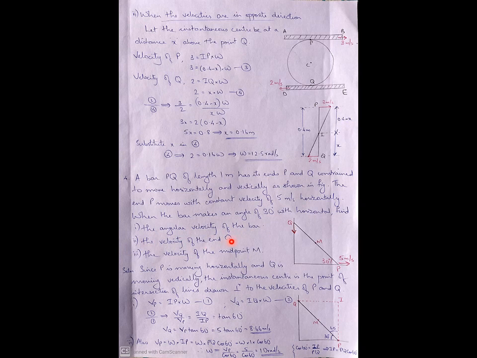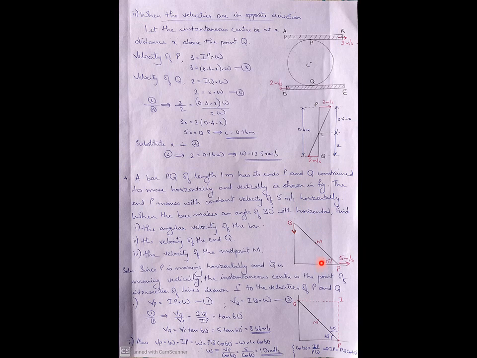Second one, the velocity of the end Q. Third one, the velocity of the midpoint M. So in this case, how to find the instantaneous center? First thing is to find the instantaneous center. So how to find the instantaneous center? Let us see. This is the question.